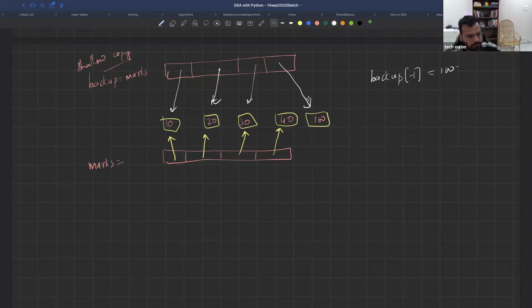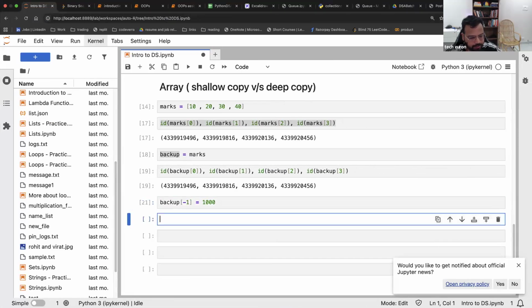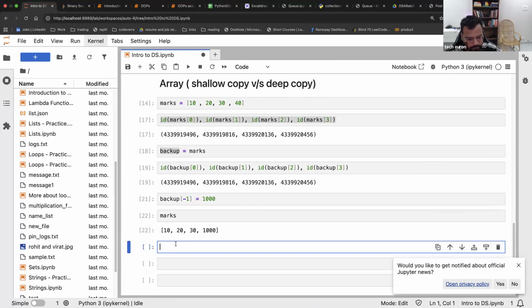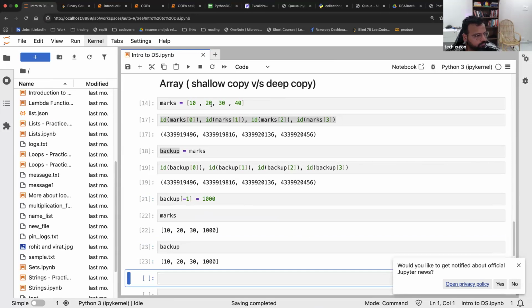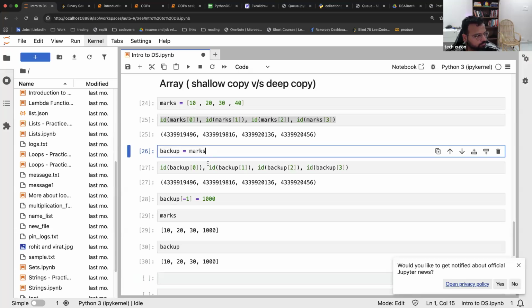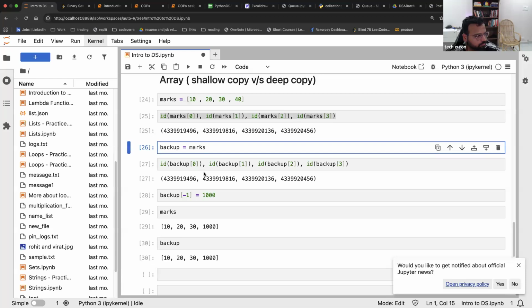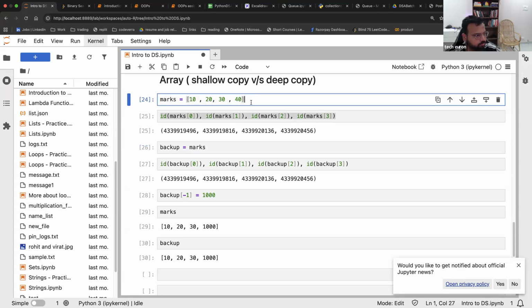Can we try this? What I'm saying, if it is making sense or not. If I say backup 1 is equal to -100, now if I do marks, क्या हो गया? कुछ गलत बोल दिया क्या मैंने?